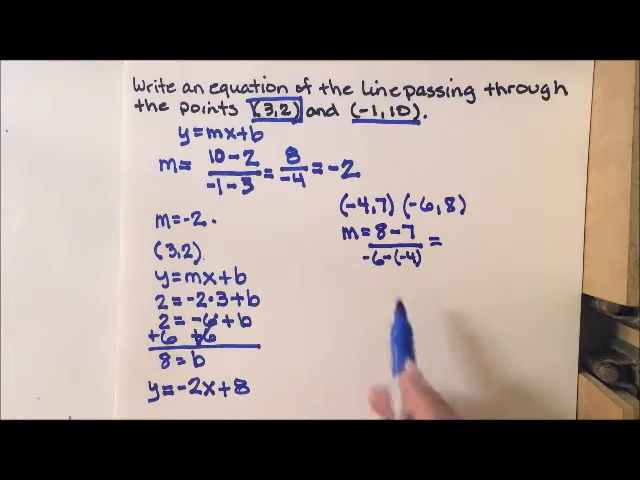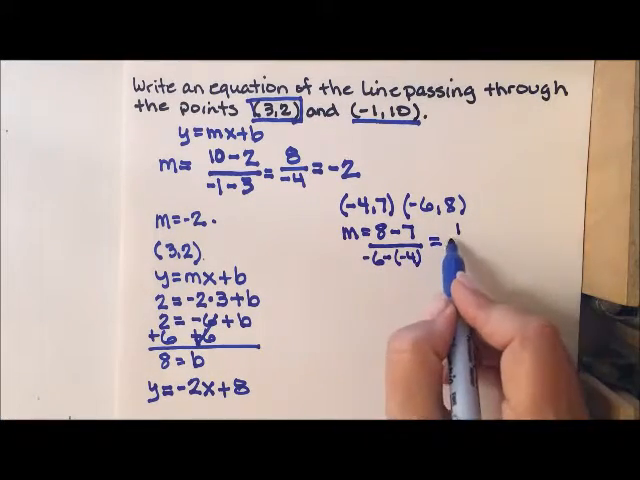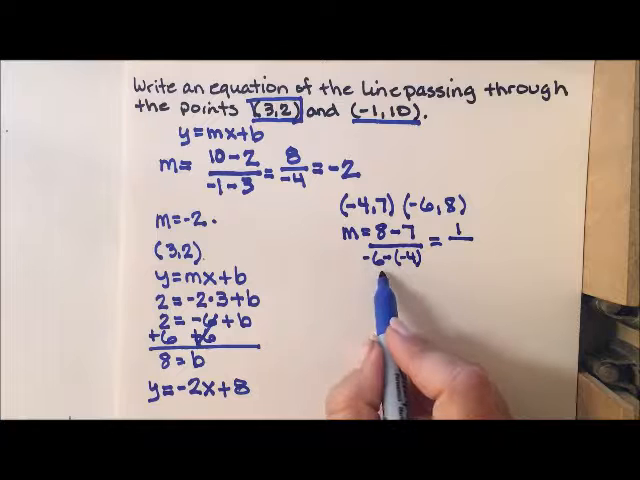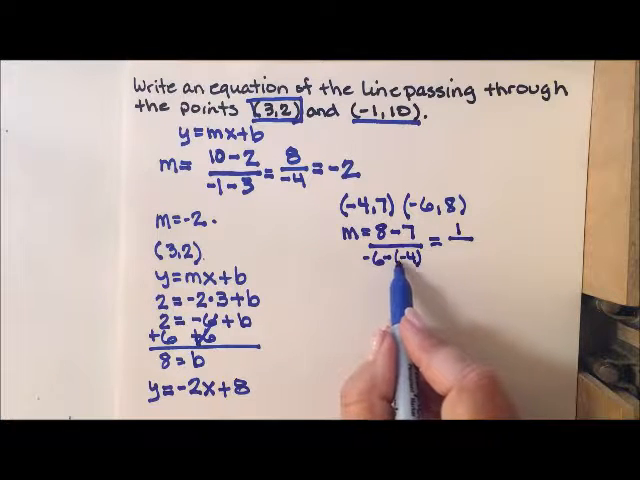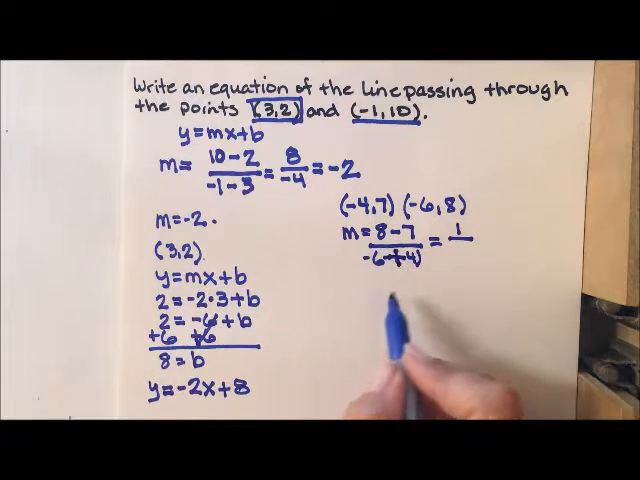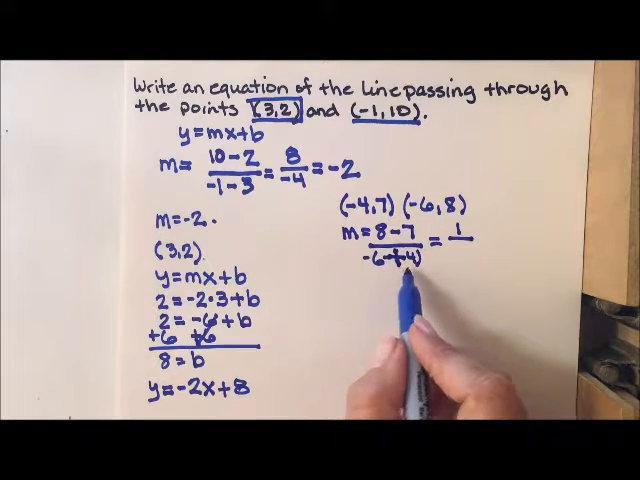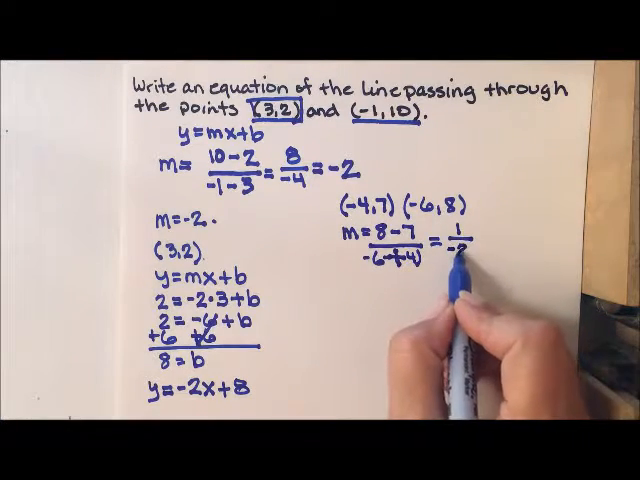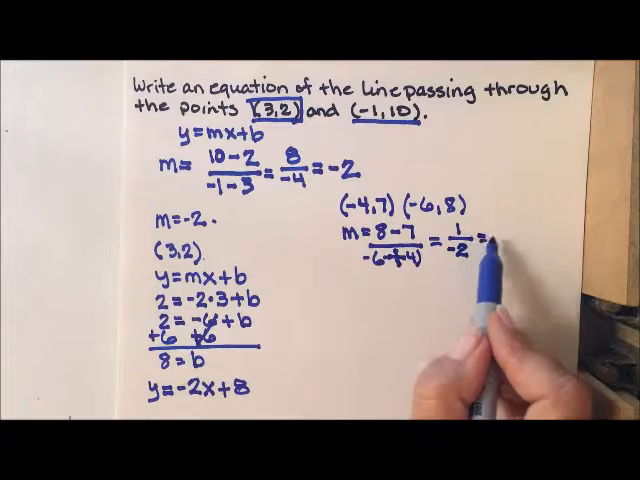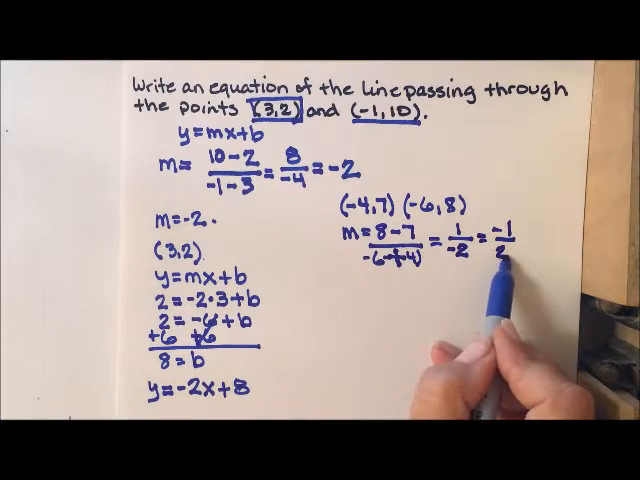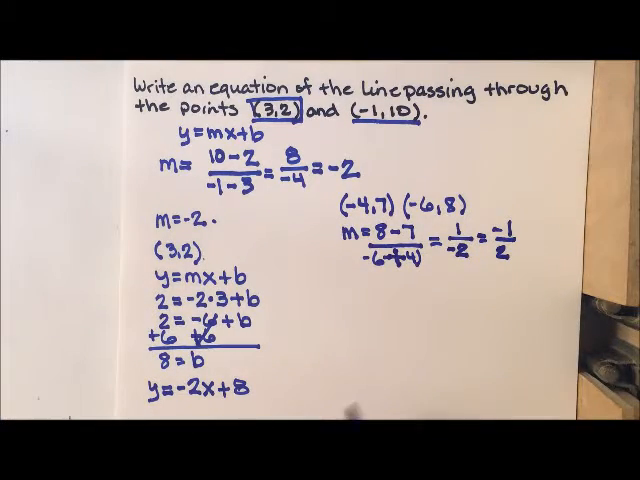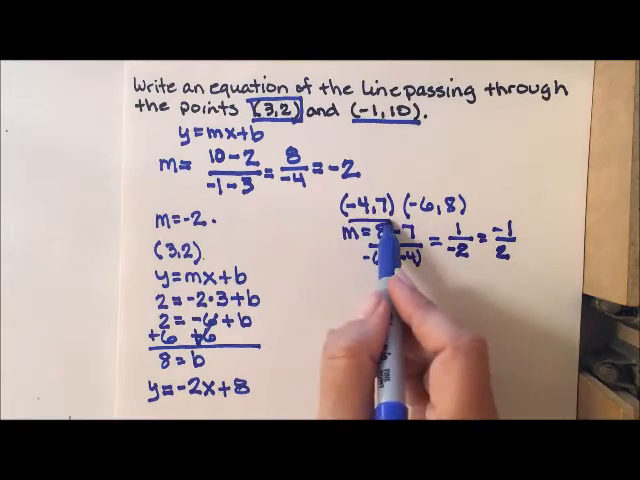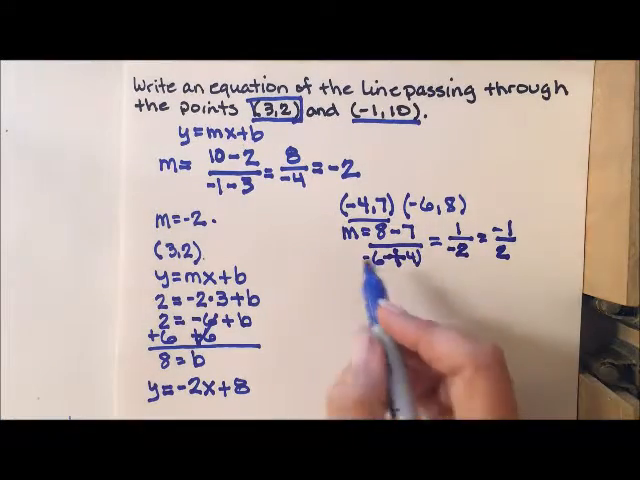And we'll simplify this. 8 minus 7 is 1. -6 minus a negative. Minus a negative is going to give me a plus. So -6 plus 4 is -2. And we can just write that as -1 over 2. We now have our slope. We have a point. Let's solve for b.